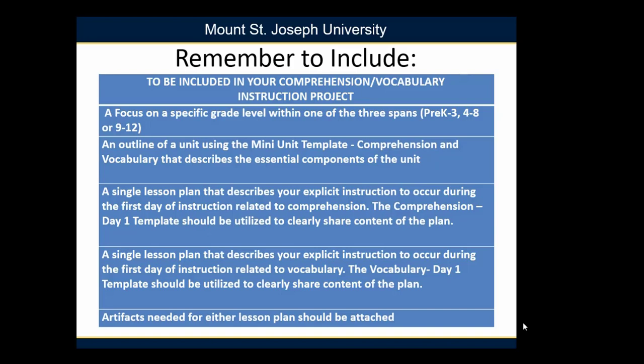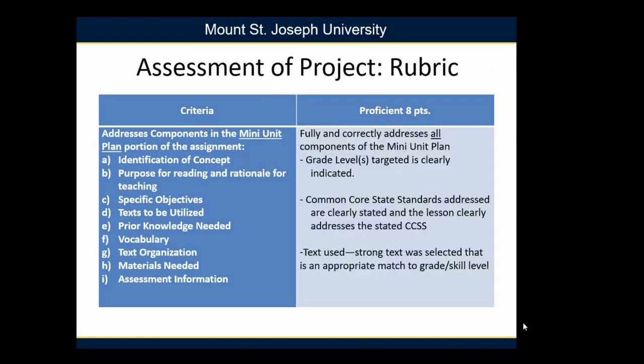Artifacts needed for either lesson should be attached. For the text that will be included, this needs to be either the entire text, a link to the text, or the APA citation if you are using a book for your text. Your paper will be assessed based on the Comprehension Vocabulary Instruction Planning Project rubric. You can see a portion of the rubric here, and you can also download the rubric for this paper under the heading of Rubrics on the navigation bar.